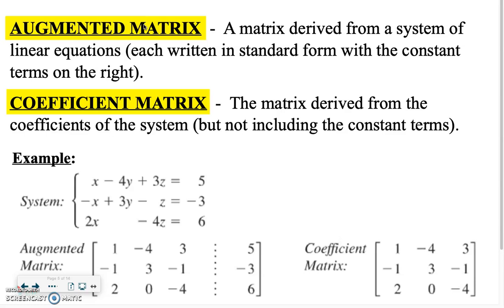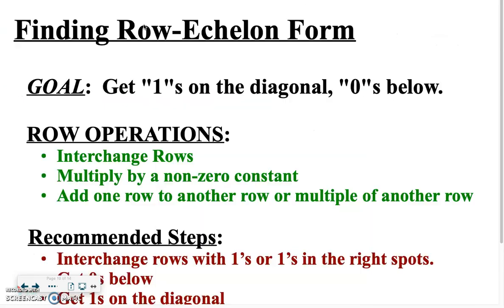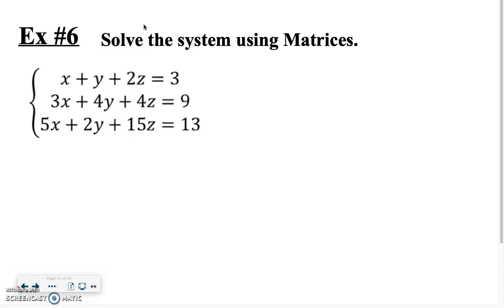When we talk about an augmented matrix, by definition, you can read through it. It says that it's a matrix derived from a system of linear equations, each written in standard form with the constant terms on the right. Okay, so here's the big picture. This is where we're going. We're going towards solving a problem that looks like this.